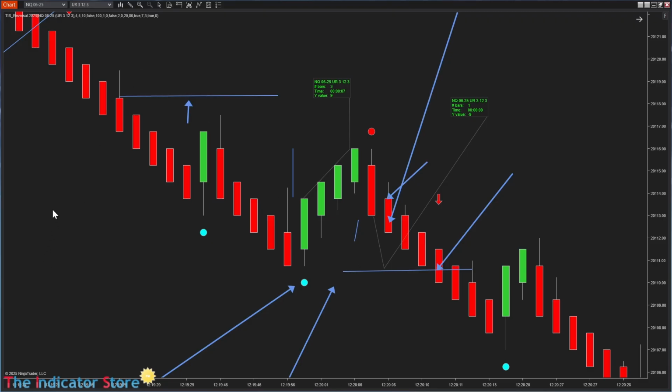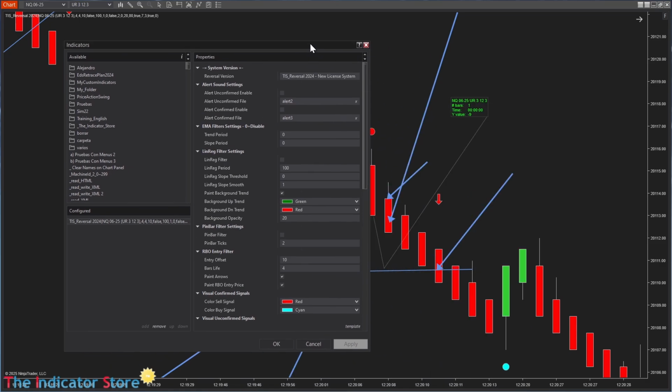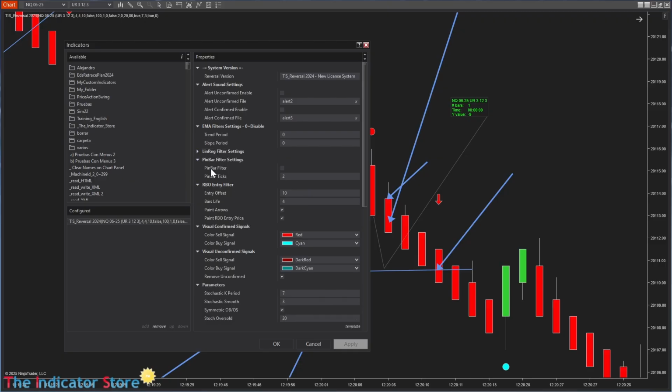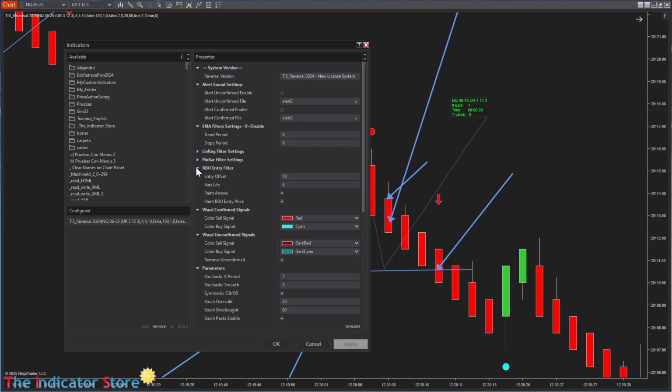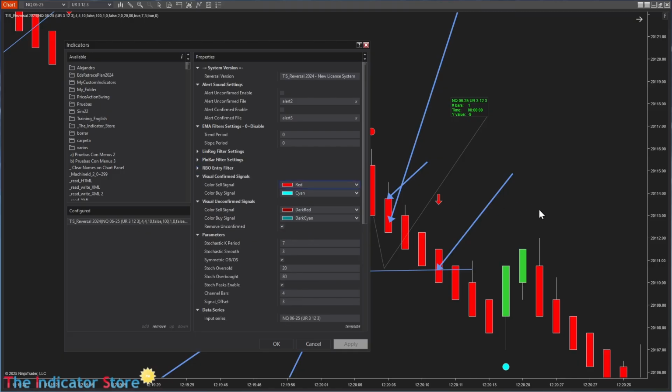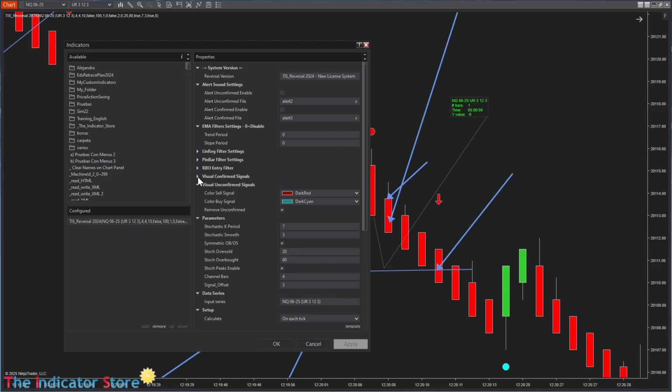Let's go back to the filters, because let me check if there is something missing. No, I already mentioned the trend, the slope, the linear regression. We have the pin bar and the RVO entry. The report was not taking into account the RVO entry, only the reversal signals. The color for the real signals, the unreleased, unconfirmed signals, and the parameters for the stochastic. We have a very interesting option here.